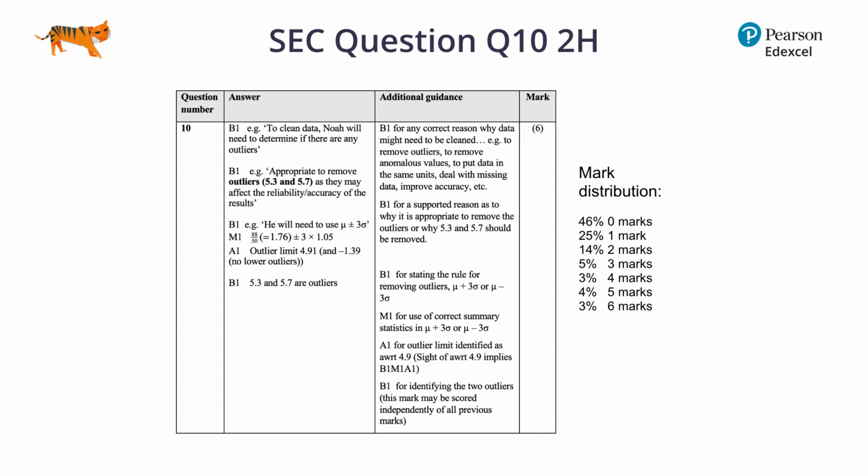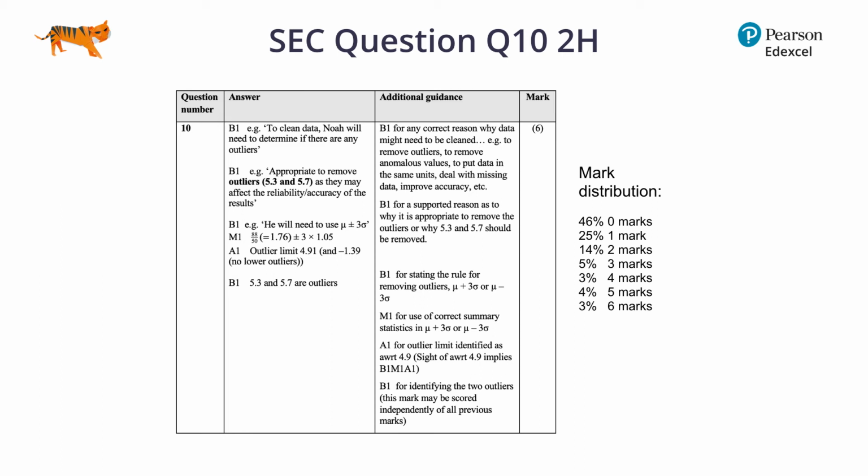For the next 3 marks, they needed to carry out the calculations using the mean, plus and minus 3 standard deviations, and then finally identifying the 2 outliers. For those who realised that they had to state the rule for removing outliers and work out if there were any, they generally achieved 4 or 5 marks.